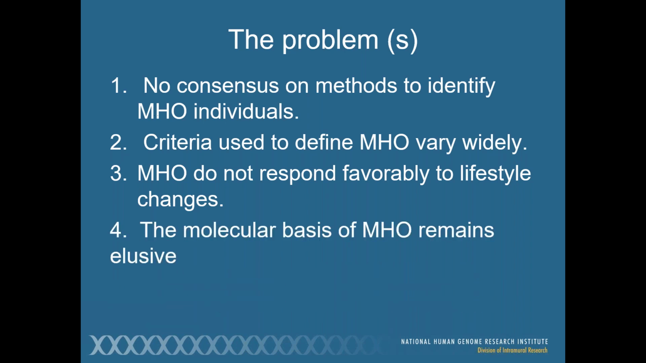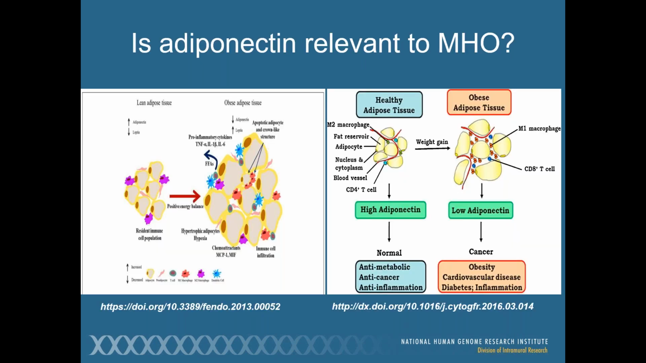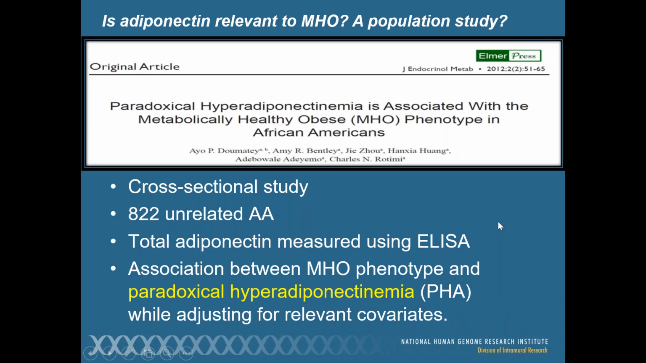So the molecular basis of MHO, of course, remains elusive, and that's why we are conducting this study to better understand what's going on. So I showed this slide earlier, but what I want to point out here is that we know that high adiponectin is actually protective, and you usually only see it in the lean state. But the question now is to see if an obese person, for instance, if they're healthy, is it that the adiponectin remains like a lean individual? So that's the question we pose in one of our studies.